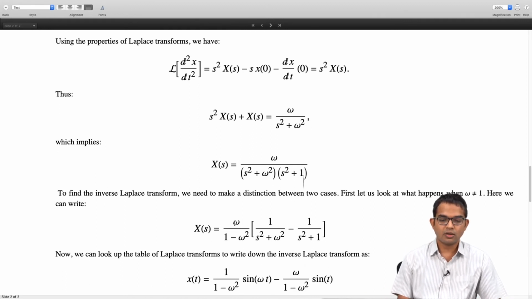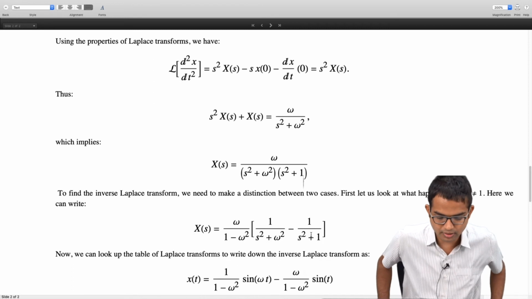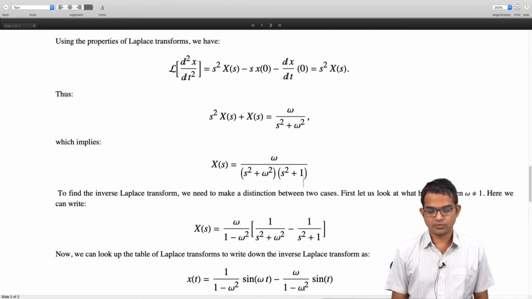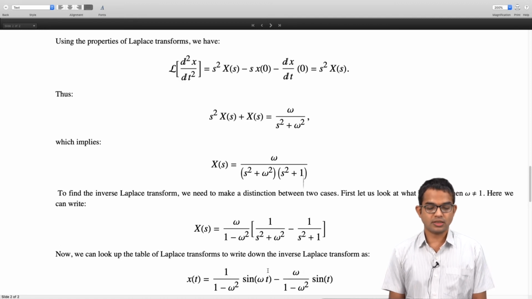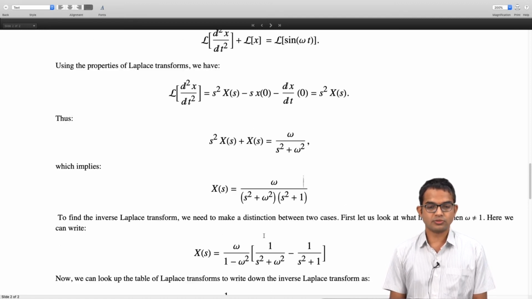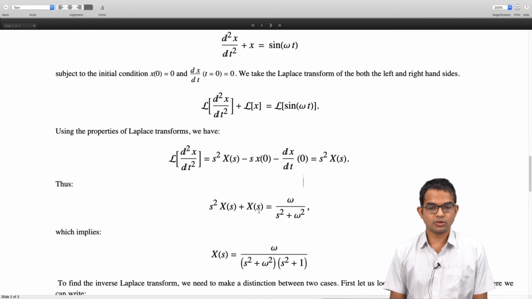So I get omega divided by s squared plus omega squared, which will give me sine omega t. So I have sine omega t divided by 1 minus omega squared, minus omega over 1 minus omega squared times sine of t. After all, 1 over s squared plus 1 is the Laplace transform of sine of t. So it's done. You can go back and check that one of these is going to be a particular solution and the other is a complementary solution for your original differential equation.